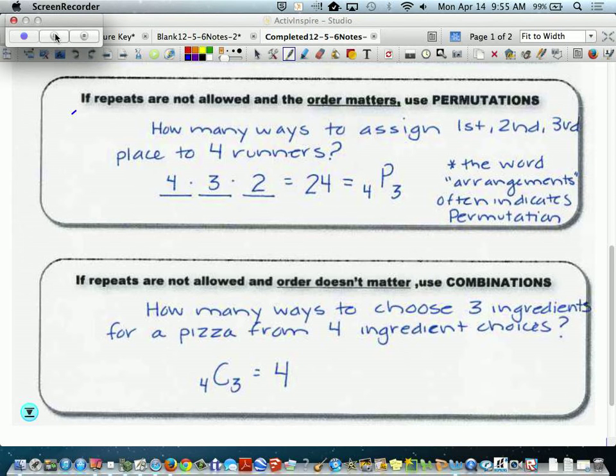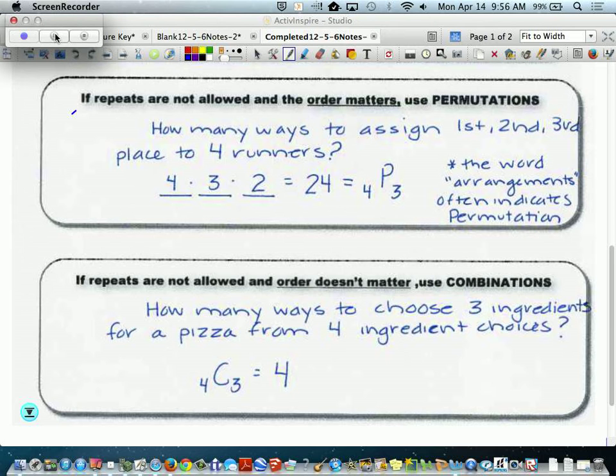If repeats are not allowed and the order matters, use a permutation, it says. So how many ways to assign first, second, and third place to 4 people in a race? So now if you finish first, we can tell who finished first, we can tell second, third. So the order matters. This is a permutation, which is like how many ways when we start the race can we get first place? There are 4 people who can win it. Once one person crosses the line, how many ways can we get second? There are 3 people left. Then there are only 2, so it's really 4 times 3 times 2.